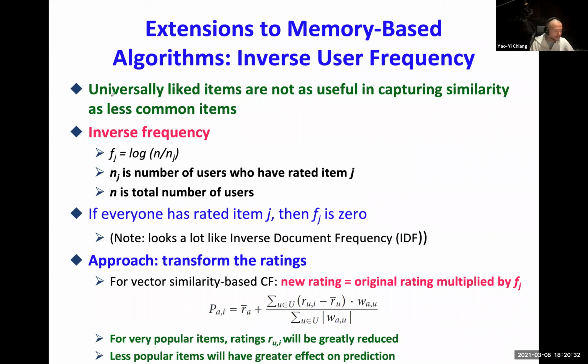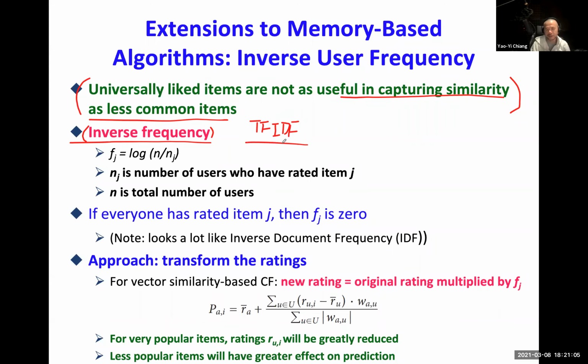Other approaches: universally liked items are generally not as useful in capturing similarity as less common items, right? Because some items are liked by many people and you don't really want to use that to calculate your similarity weight. And we have a really good example before, that's the inverse frequency. Remember your TF-IDF. If a word is very popular, exists in many documents, you don't really want to use it to characterize the topic of a document. So you can calculate the inverse frequency by doing this.